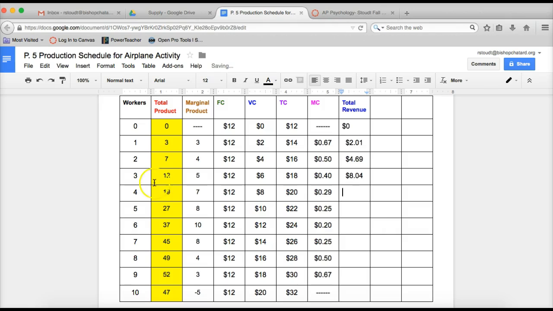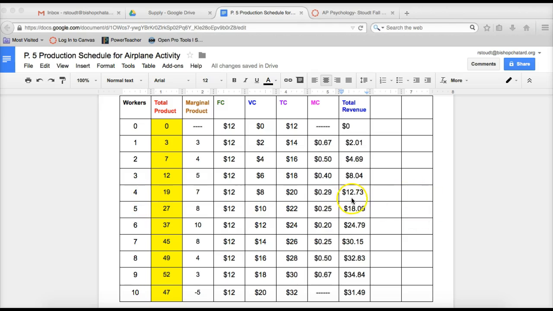Now I'm going to have the sub pause the video right here, and I want you to fill in the rest. So take 67 cents times the rest of the total product. Once the video is restarted again, the rest of the total revenues will be in the column. So you should have figured out total revenue by now. We left off with 4 workers.